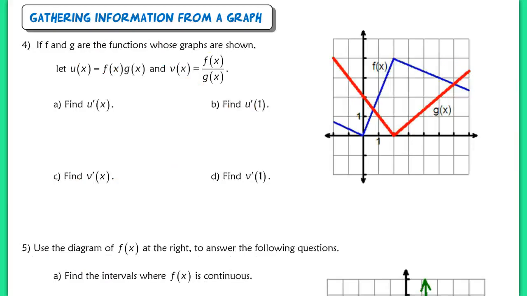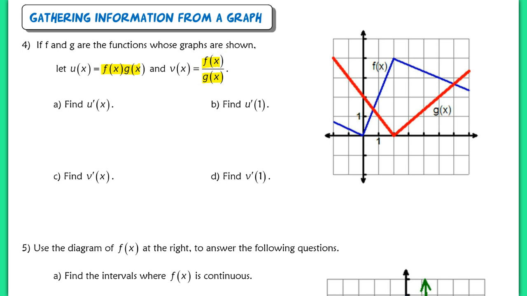Okay, so the last part of this lesson is going to focus on being able to gather information from a graph to answer specific questions pertaining to derivatives. So here in number 4, we say that f and g are functions with the graph shown to the right, and we're going to let u of x equal the product of f of x and g of x, and v of x is going to be the quotient of f of x and g of x.